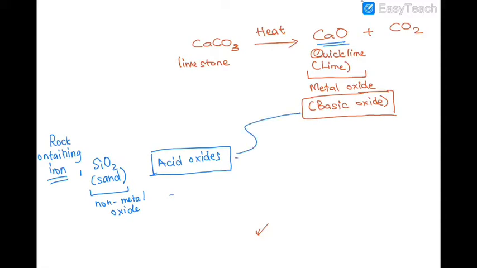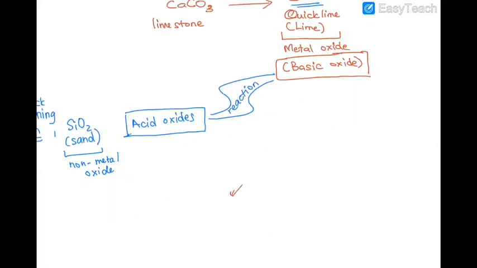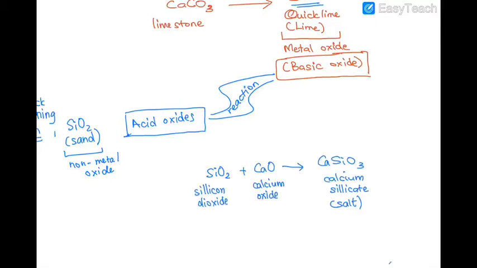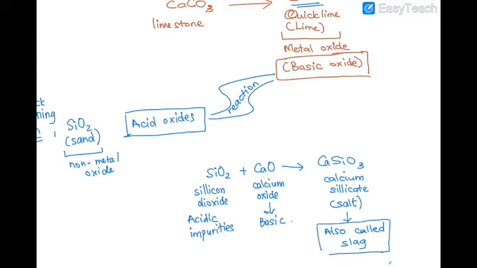So then you have an acidic oxide and a basic oxide. What's going to happen is you'll have a neutralization reaction. So silicon dioxide reacts with calcium oxide and gives you calcium silicate, which is a salt. And this is what happens to remove acidic impurities. Silicon dioxide, that's sand, is an acidic impurity. And this results in calcium silicate, which is also called slag. This is discarded.